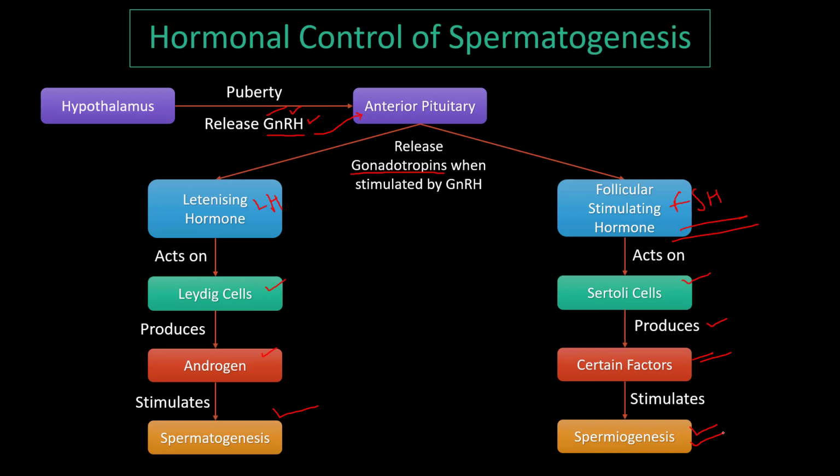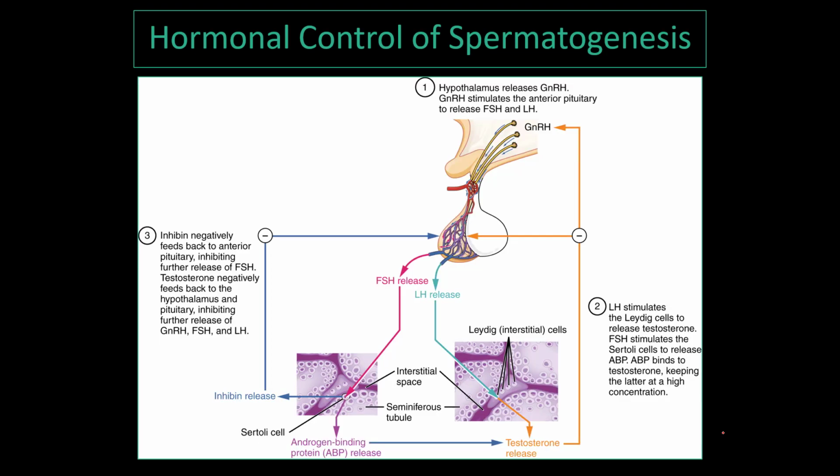So you have to understand that there are two hormones. One is called LH and the other one is called FSH. Both of these are gonadotropins released from the anterior pituitary when it is stimulated by the hypothalamus during puberty, and the LH is going to help in the process of spermatogenesis, whereas the FSH is going to help in the process of spermiogenesis. Now let us have a look at this particular image.